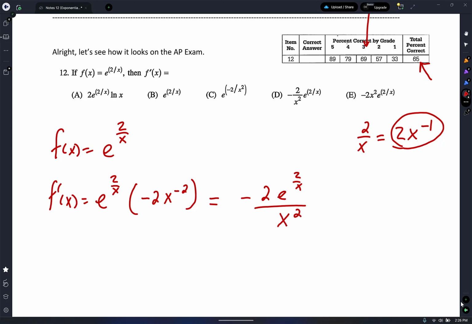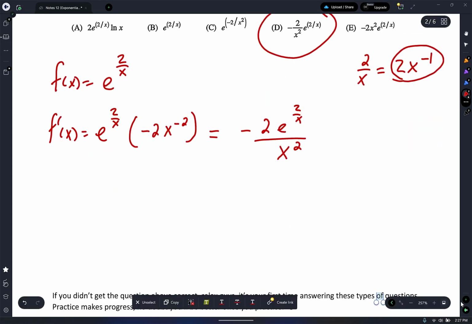And now I look for that answer choice. Is it in there? What's the answer choice? D. So do you see how we can conquer this exam? Even if we're not the best at figuring out all the questions, we can get the majority of them correct. Cool or not cool? All right, let's continue.